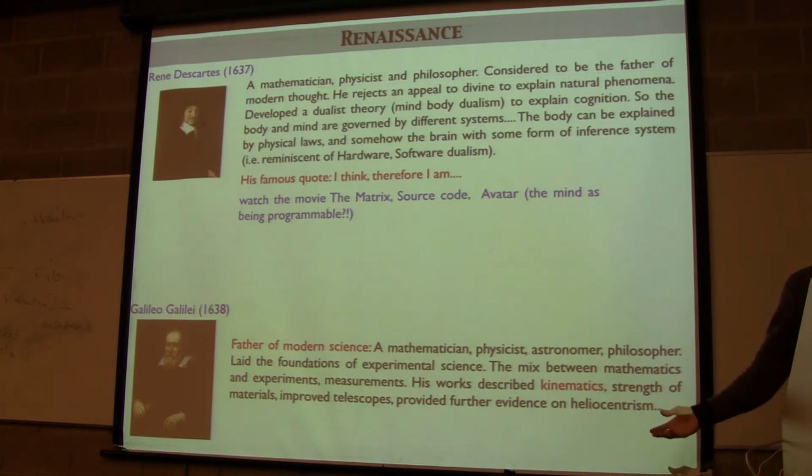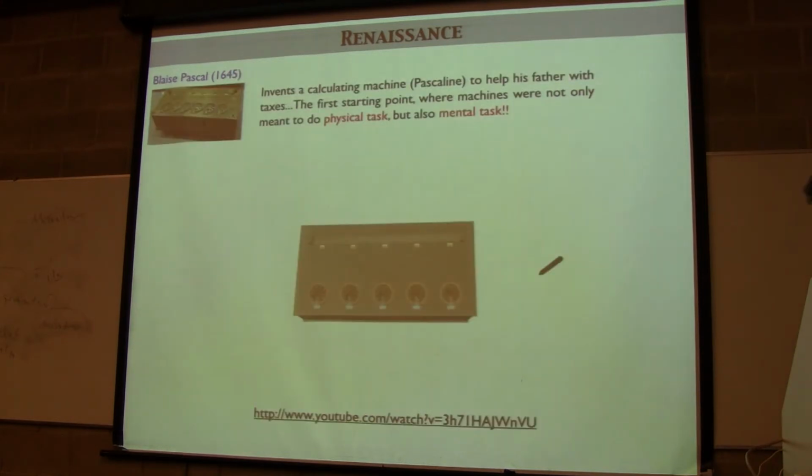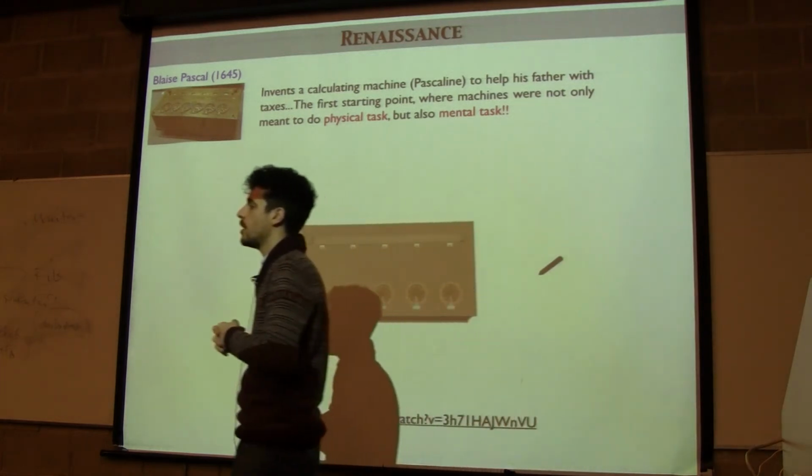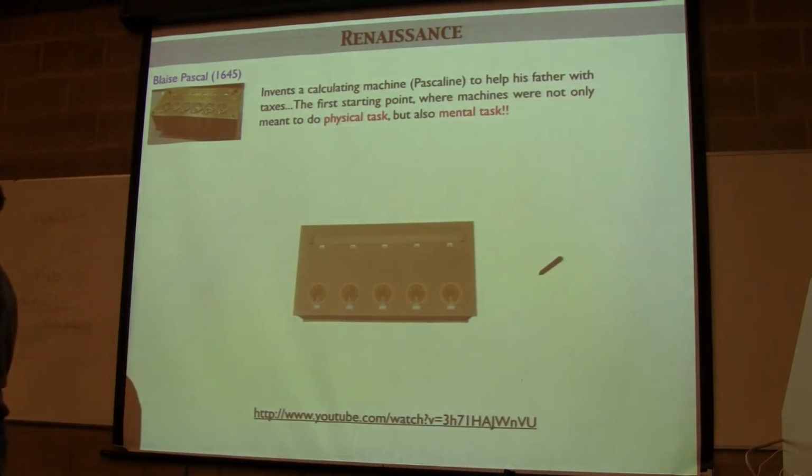Galileo is basically the father of science, of the scientific method. So already in the Renaissance, they started thinking about machines carrying out mental operations, okay?